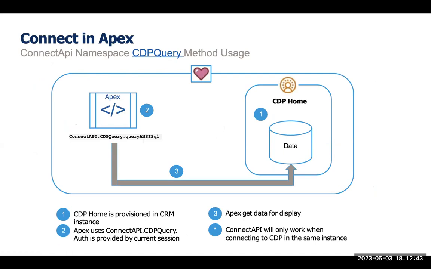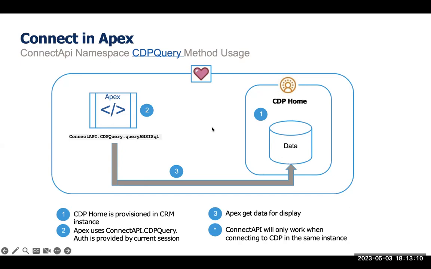Because the CDP home is the one which provides the provision to access the CRM instance. And after that, my Apex uses the callout to connect with the auth provider to create one session, the current session. The session will go through to the Data Cloud and get the data from Data Cloud, and then it will display the data in one of your Lightning Web components. Maybe you can build one LWC component and use Apex as a backend.